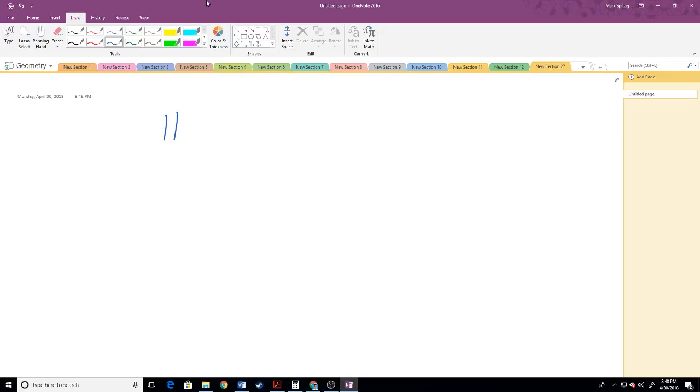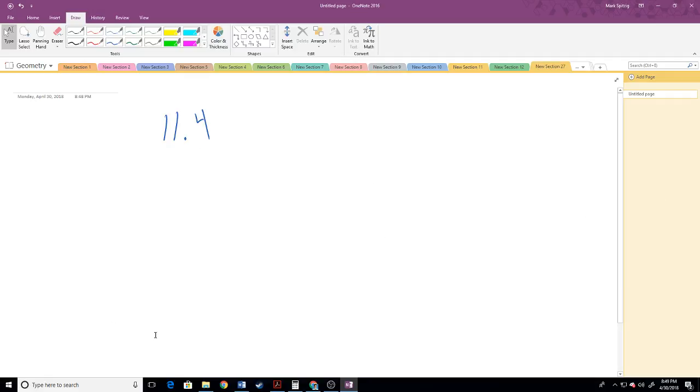11.1 was tangent properties, basically. So radius and tangent form right angles, tangent segments are congruent, stuff like that. 11.2 was central angle and arc properties. We had properties like the measure of the arc is the same as the central angle, congruent chords cut congruent arcs, and a chord perpendicular to a radius is bisected by it. 11.3 was arc lengths and area of sectors. So we did that as well.